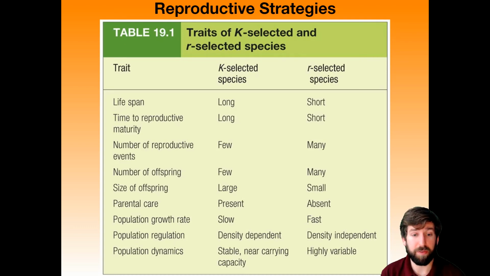Number of reproductive events: few for K, so they're not having many periods of having offspring, whereas R selected species have many. So you can probably think of a few different things that fit these K and R selected species. For example, flies or other things that reproduce very quickly, even mice, would be R selected species, whereas something like an elephant or a panda would probably end up being more of a K selected species.